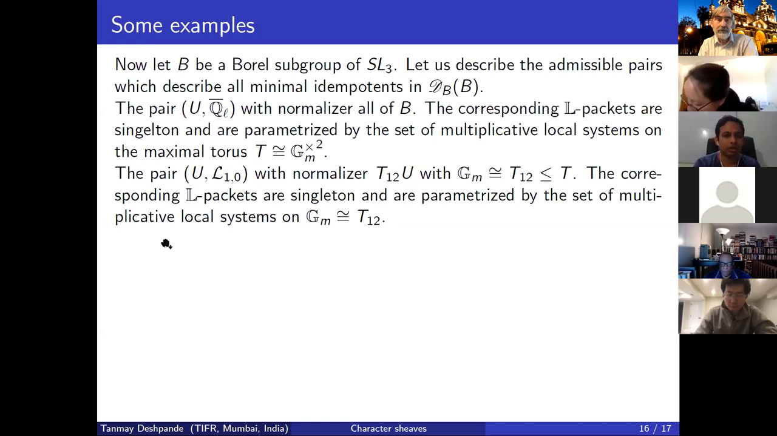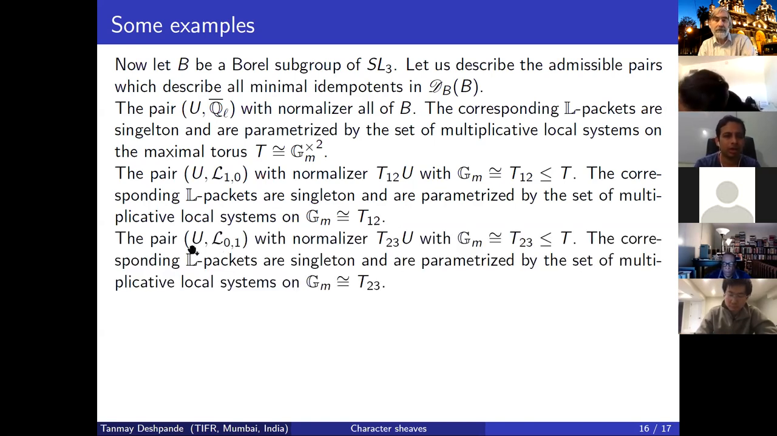Similarly, the next admissible pair I have is U with L_{0,1}, and the story is exactly the same here. Instead of T_{12}, you now have T_{23}. And again, all the L-packets are singletons. The L-packets corresponding to this idempotent are again parameterized by the local systems on G_m.